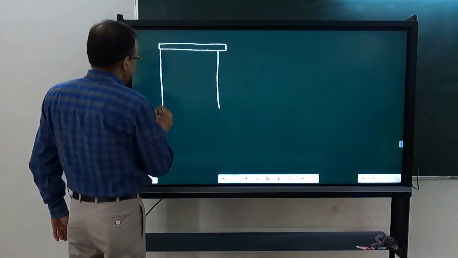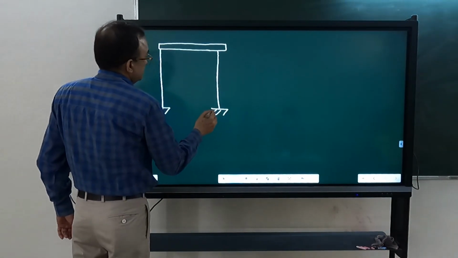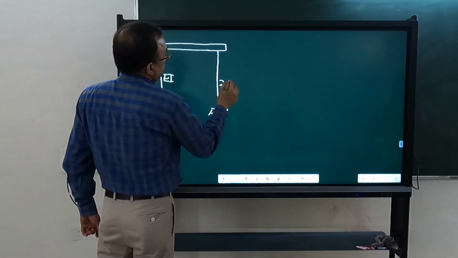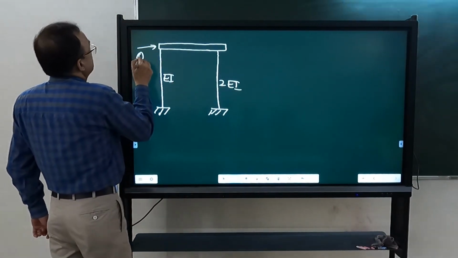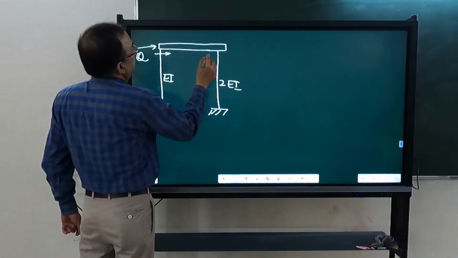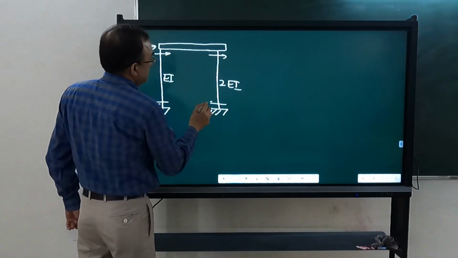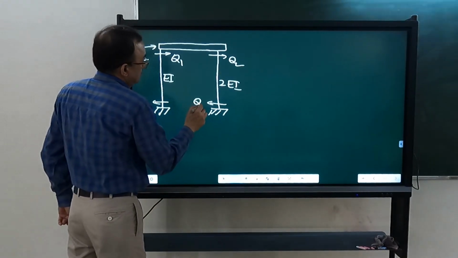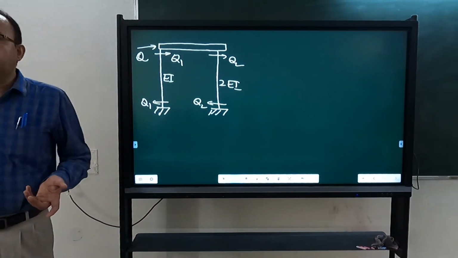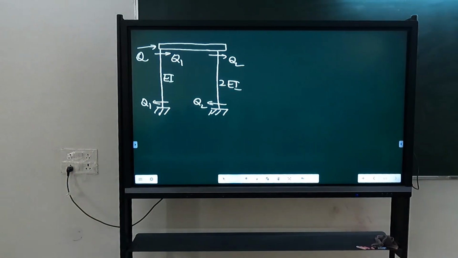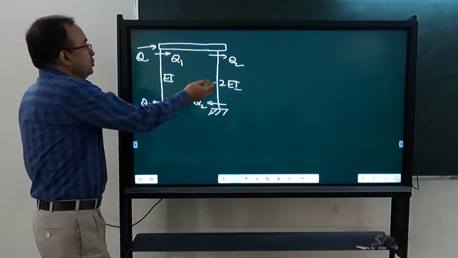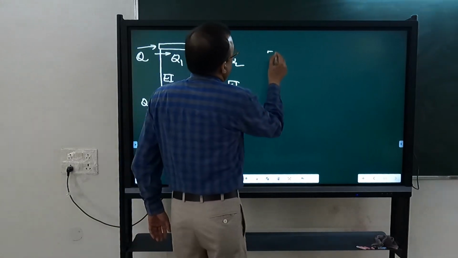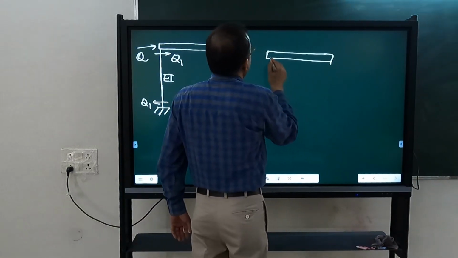While doing this problem, we have considered this, let us say Q1, this as Q2, and then Q1 and Q2 we can obtain in proportion to the stiffness. So if it is 2EI, then Q2 will be simply double. What will happen in this case? Let me give you an idea.